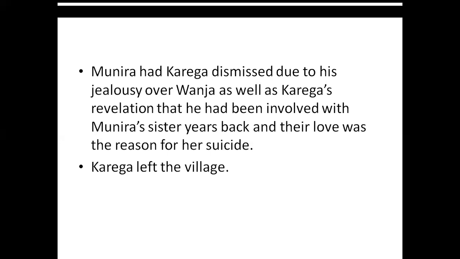Munira had Karega dismissed due to his jealousy over Wanja, as well as Karega's revelation that he had been involved with Munira's sister years back, and their love was the reason for her suicide. Munira was the chief of that school in Ilmoro. So Karega had been teaching over here. But in that night's revelation, Munira understood that because of Karega, Munira's sister committed suicide. So Karega was dismissed from the school. Karega left the village.